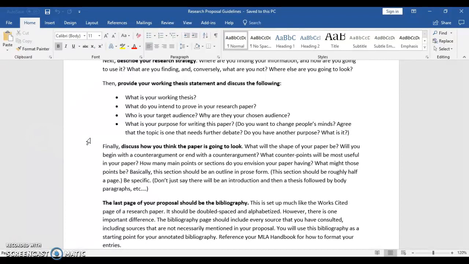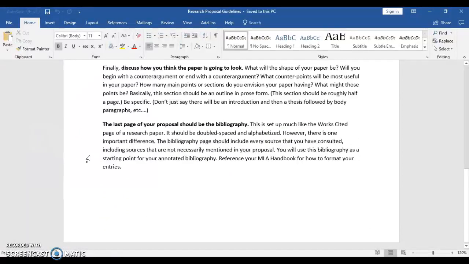Then the last page of your proposal, that 4th page, should be a bibliography. This is an MLA bibliography, so make sure that it's double-spaced, alphabetized. Make sure you use proper MLA format for your entries, all of that stuff. Your textbook is your MLA handbook, so make sure you use that. I will take points off if there are problems with your MLA format.